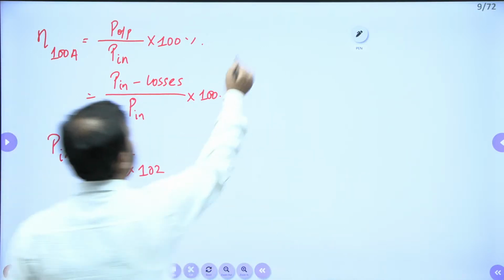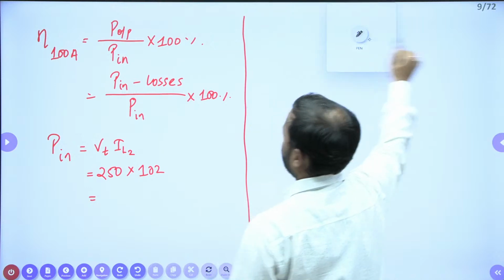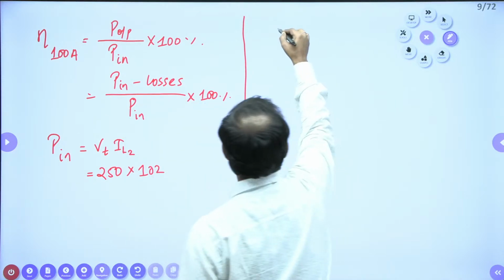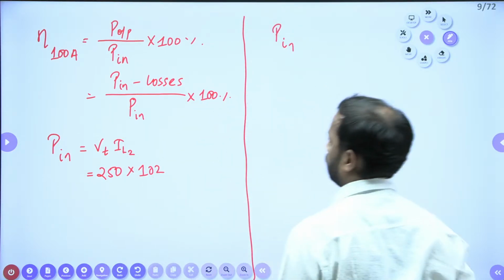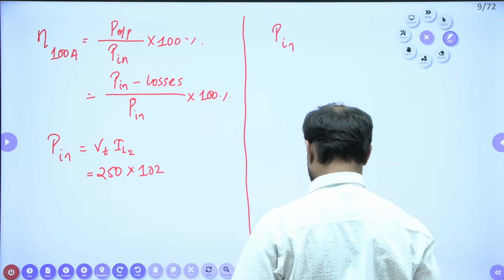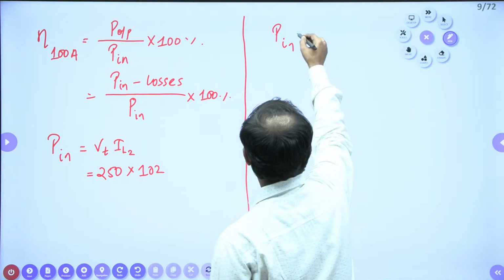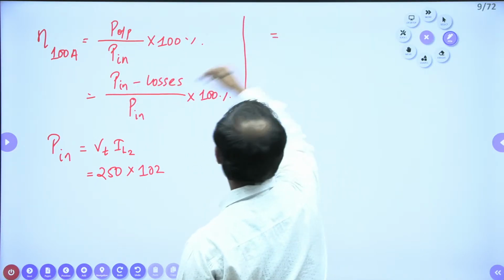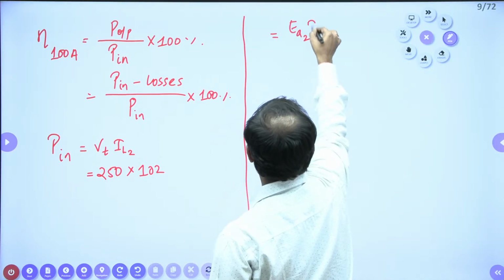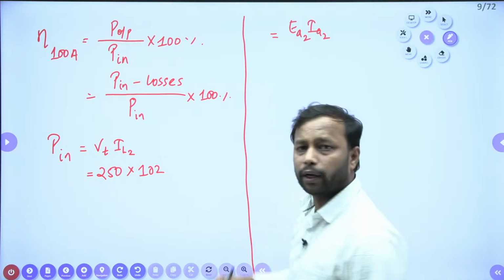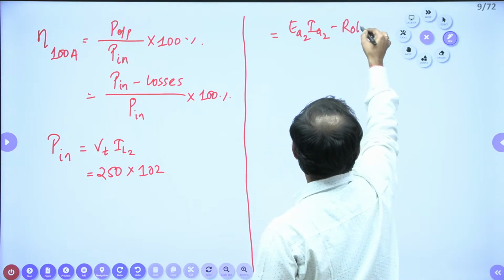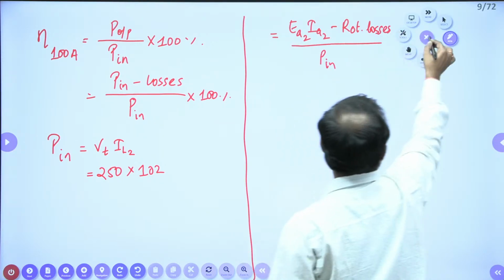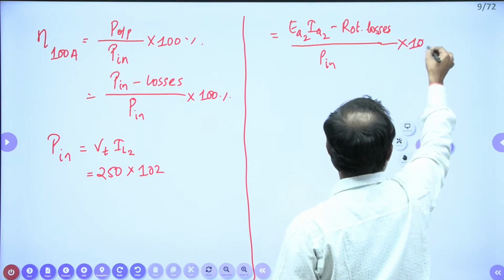All right, now see here. This P input, or you can say this numerator part, is written as EA2 IA2 minus rotational loss, divided by P input into 100%.